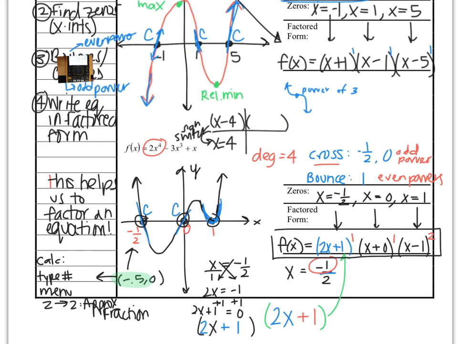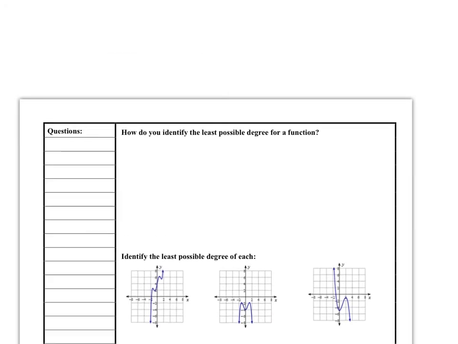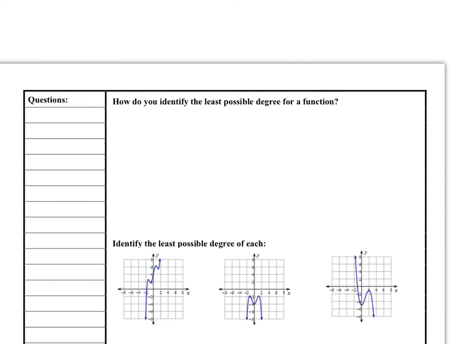We've got 2 more little things to talk about, and then you'll be on your way. So this next part is just the recap of how you identify the least possible degree. So the first step is to look at the end behavior.